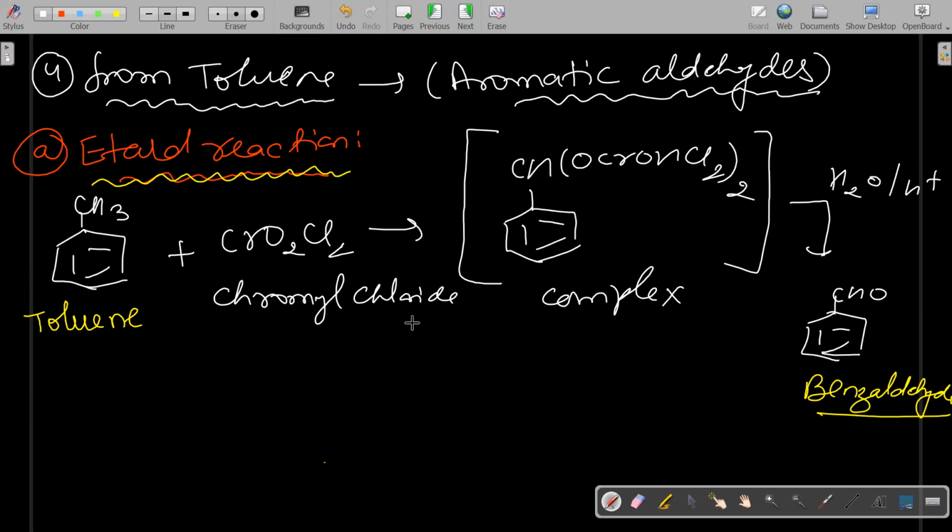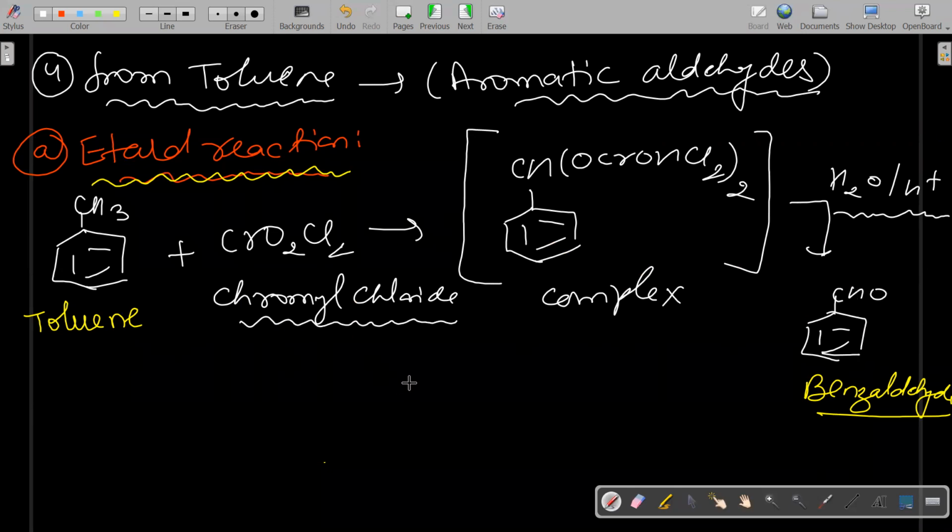First is using chromyl chloride, which is called Etard reaction. This is a name reaction. So what is Etard reaction? Etard reaction is a conversion of toluene to benzaldehyde in presence of chromyl chloride oxidizing agent, which is followed by hydrolysis. So you write the reaction: toluene plus CrO2Cl2 to form an intermediate complex. You can see C6H5CH(OCrOHCl2)2, and this complex is further hydrolyzed in acidic medium to form C6H5CHO, that is benzaldehyde.